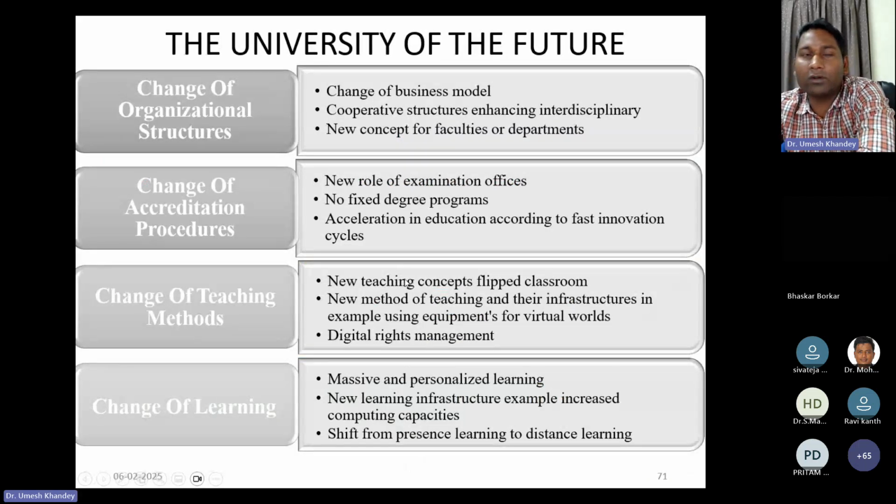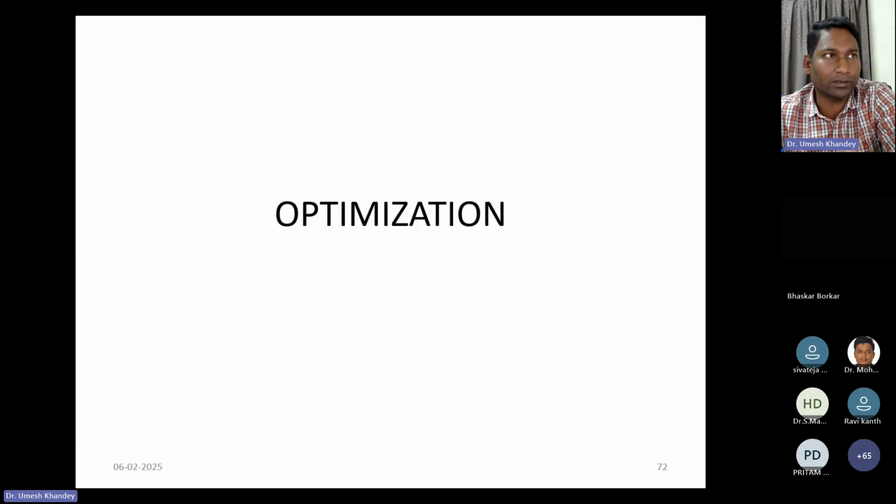If you see the university perspective, there you will have a change of organizational structure, in terms of change of business model, the next cooperative structure, enhancing interdisciplinary work, new concepts of faculties or departments. Likewise, change of the accreditation process, everywhere you can involve it. So what will happen? Your process is going to be smoother, faster, and somehow you can say reliable, to cope up with the new market demands.